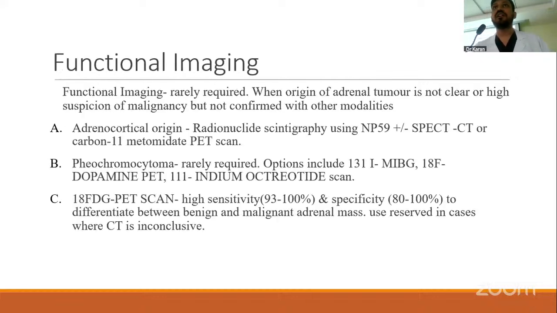Functional imaging is rarely required. It is only required when we are suspecting a metastasis or we are suspecting an extra-adrenal mass. Usually we can get a radionuclide NP59 SPECT scan, dopamine PET scan, MIBG scan, and an FDG PET scan. FDG PET scan has a high sensitivity and specificity, but it is only reserved for cases where CT is inconclusive.